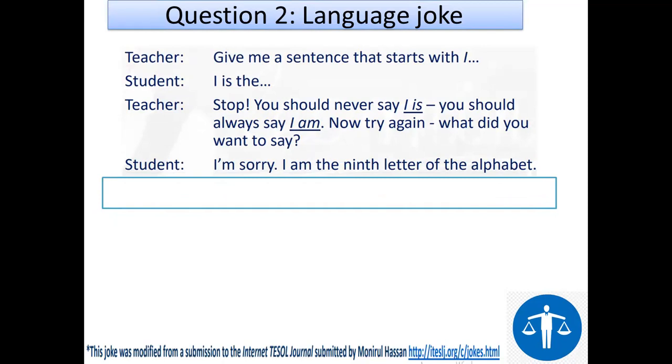Teacher says, give me a sentence that starts with I. Student says, I is. Over here, teacher stops. You should never say I is. You should always say I am. Now try again. What did you want to say? Student says, I'm sorry. I'm the 9th letter of the alphabet.